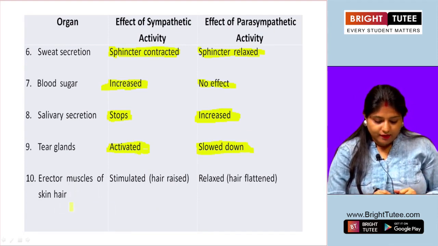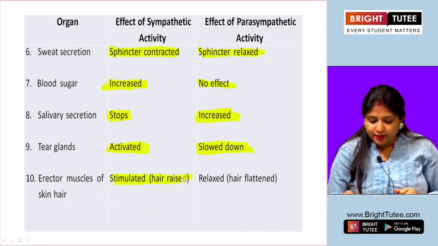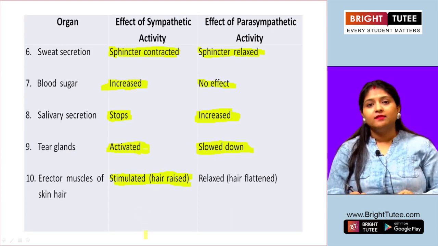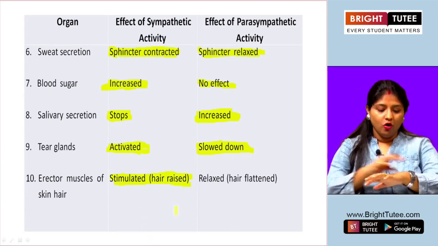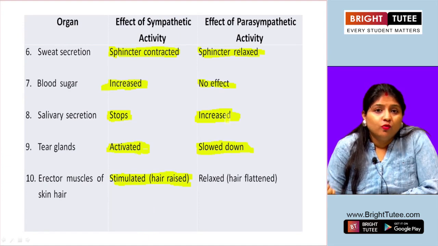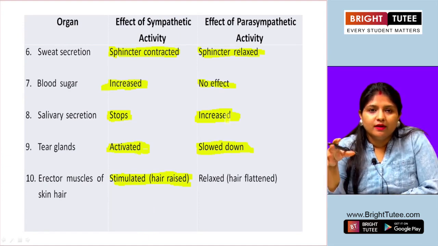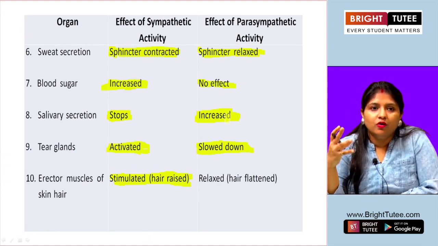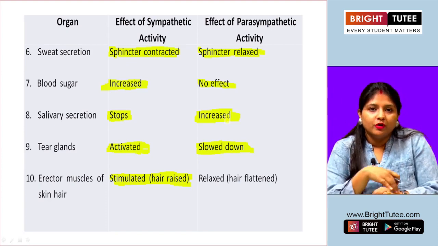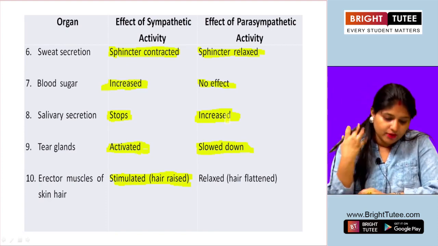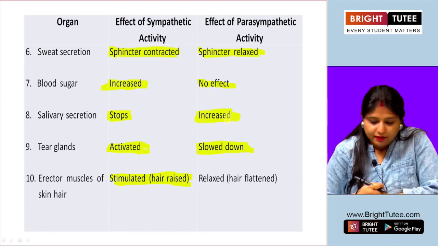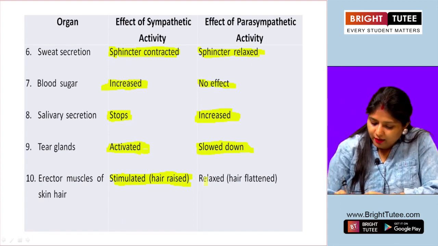Erector muscle of the skin stimulated, hair raised. You can feel the hair raising on your skin, which we call goosebumps. It happens whenever, let's say somebody is telling you a very scary ghost story, you will feel goosebumps, your hair rising, right? So this is something which happens in the sympathetic activity, and again during the parasympathetic activity, this muscle gets relaxed again.